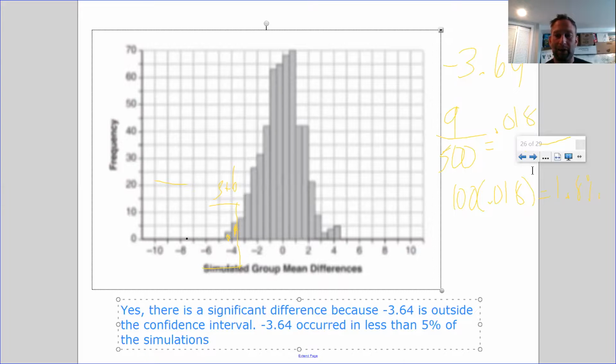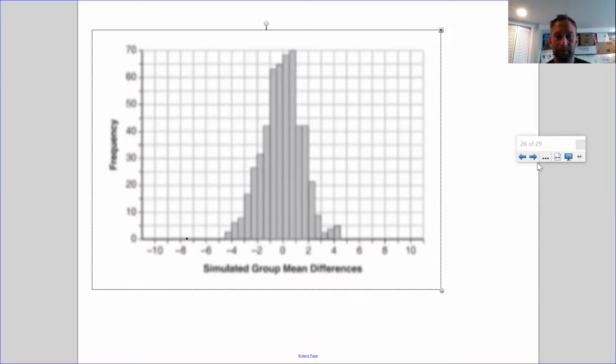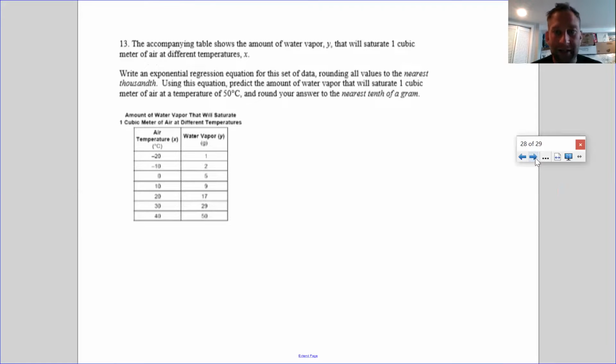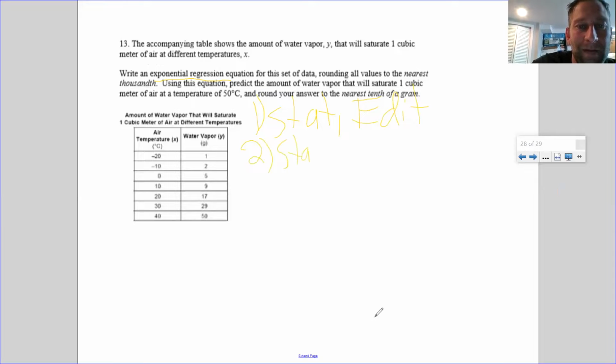And I think we got one more type of question to take a look at. It's asking me for an exponential regression equation. All in the calculator. Stat, edit. Stat, calc, 0, ExpReg.